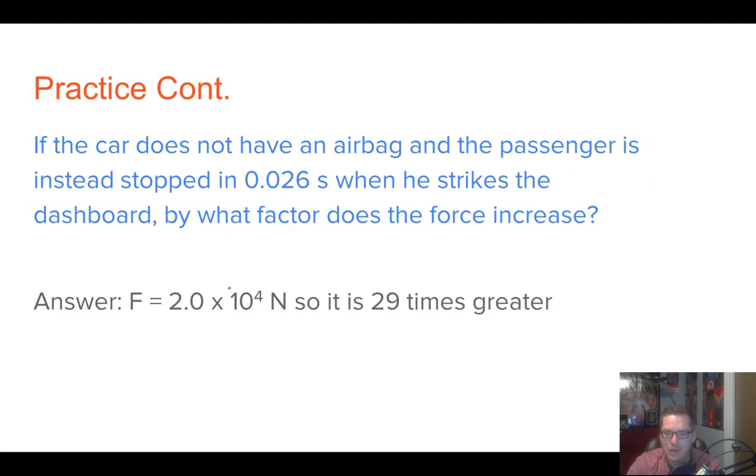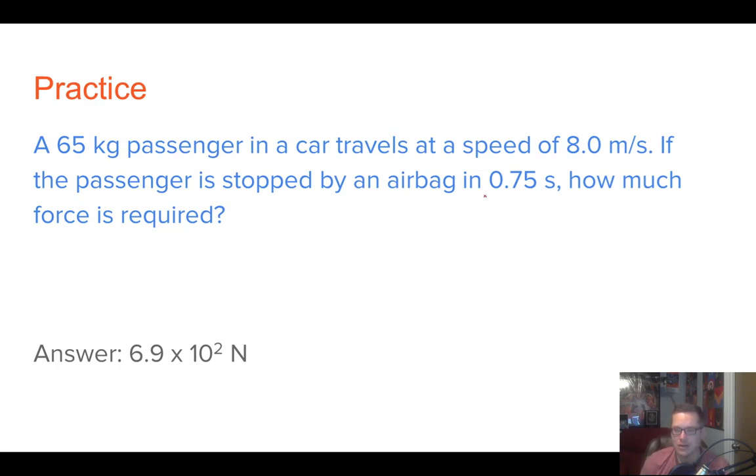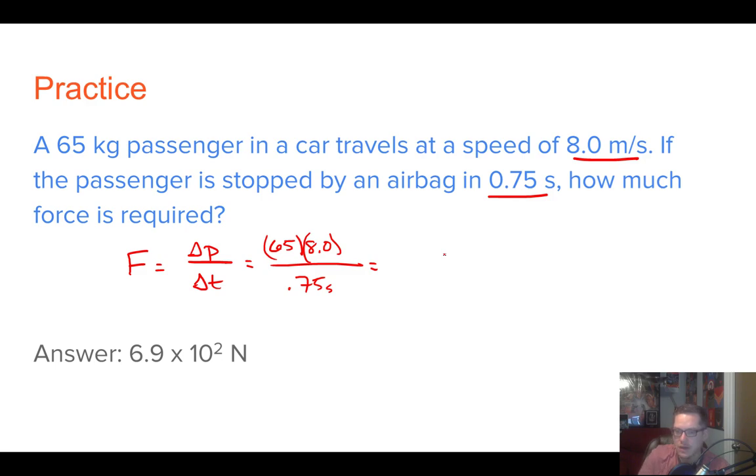So let's do a practice problem here. A 65 kilogram passenger in a car travels at 8 meters per second. If the passenger is stopped by an airbag in 0.75 seconds, how much force is required? All right. So force is going to be equal to the change in momentum over the change in time. Well, the change in momentum is going to be just whatever the initial momentum is. So it would be the mass times the velocity. So 65 kilograms times our speed, 8.0, and we're going to divide that by our time, 0.75 seconds. All right, so we get 65 times 8 divided by 0.75, and we get 693.333333. All of these have 2 sig figs, so it'd be 6.9 times 10 squared newtons. All right, so that's how much force would be exerted on the passenger.